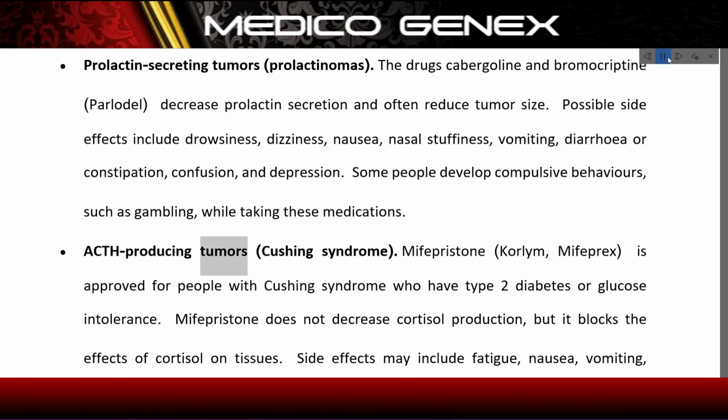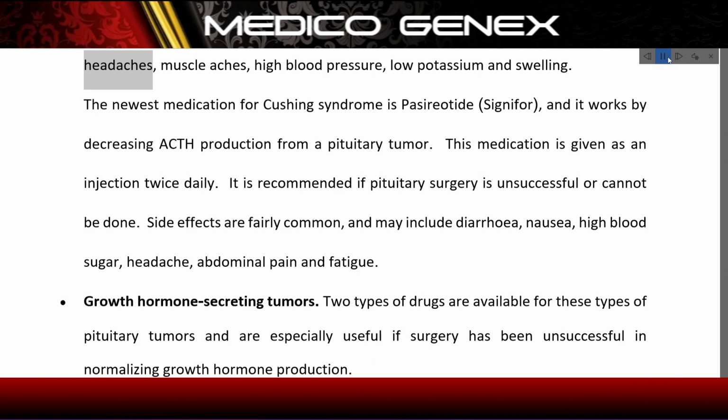ACTH-producing tumors, Cushing syndrome. Mifepristone, Korlym, Mifeprex, is approved for people with Cushing syndrome who have type 2 diabetes or glucose intolerance. Mifepristone does not decrease cortisol production, but it blocks the effects of cortisol on tissues. Side effects may include fatigue, nausea, vomiting, headaches, muscle aches, high blood pressure, low potassium and swelling.